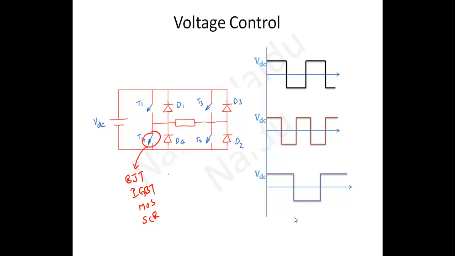But remember, here all three waveforms will give the same RMS voltage, no difference at all. The RMS value of any AC waveform depends on the shape of the waveform only. It will not depend on whether it is a medium frequency, high frequency or low frequency. So that's why all three will give the same.